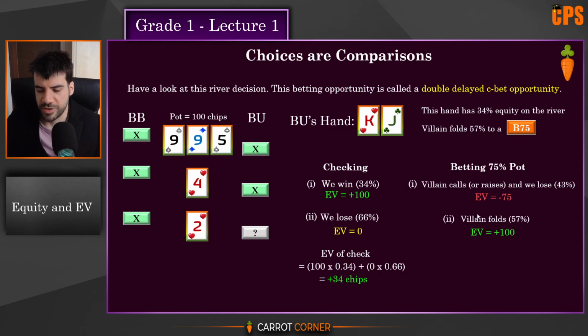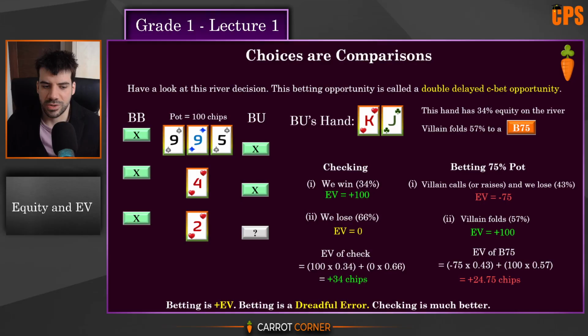The other branch is where villain folds. This will happen 57% of the time, and just as in the branch where we check and win, we bet. Our EV is plus 100. We can't count getting our bet back out of the pot. In this case, it's a profit because it's not, so our EV is plus 100 chips. Again, we take the frequency and magnitude of each branch, multiply them together, and this time our EV is lower. It's 24.75 chips.